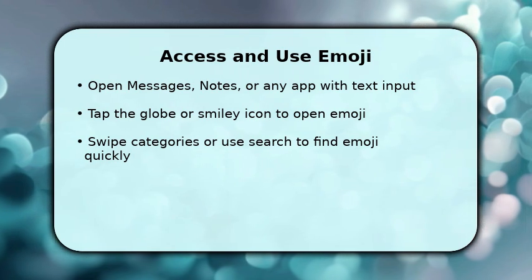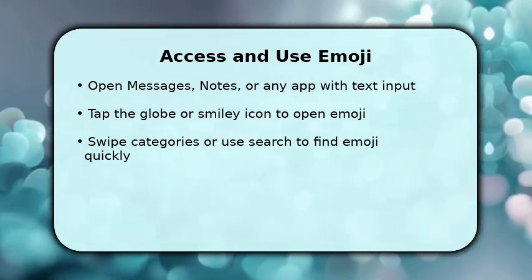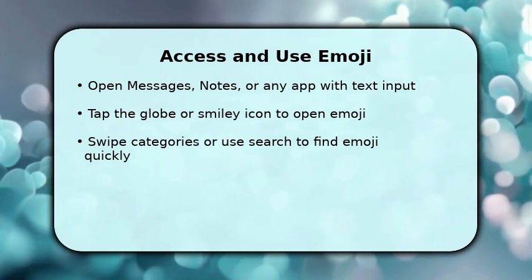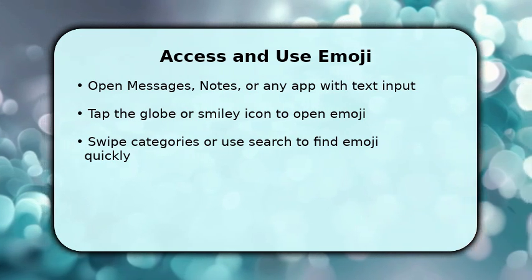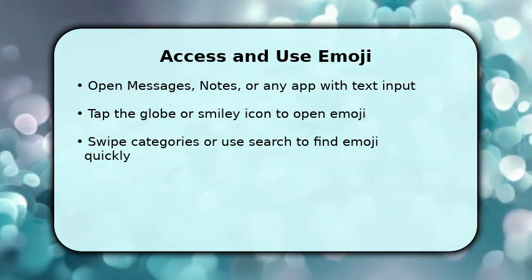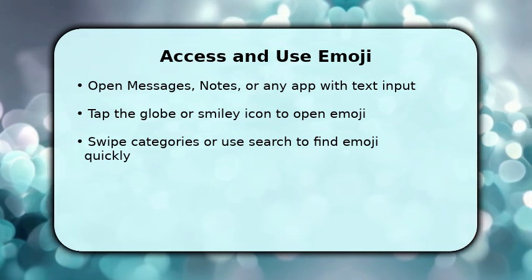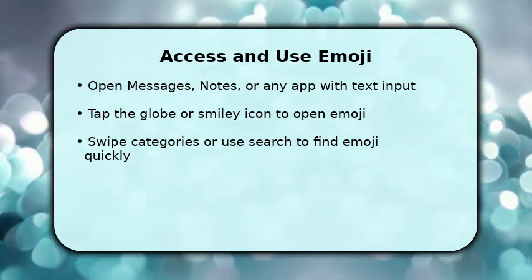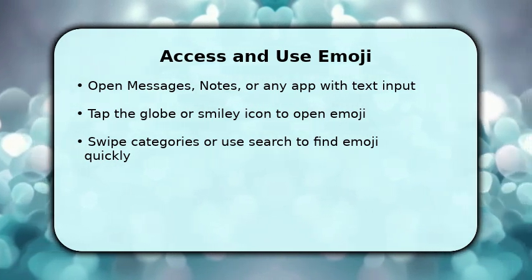Open any app with a text field, tap the globe or smiley icon at the bottom left of the keyboard, and the emoji panel opens. You can swipe through categories or tap the search bar to find specific emoji. Use long press on some emoji for skin tone or variant choices. Once done, tap an emoji to insert it. Make sure to switch back to the alphabet keyboard with the globe to continue typing words.